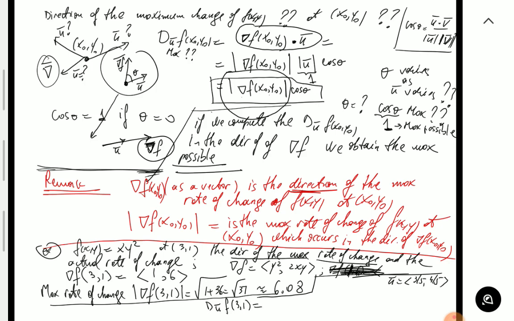The directional derivative in the direction of this vector, again at the same point 3, 1, is the gradient 1, 6 dot 3 over 5, 4 over 5. The dot product is 3 over 5 plus 24 over 5, which is 27 over 5. Using the calculator, that's 5.4. So as expected, a lower quantity than the maximum possible, 6.08.